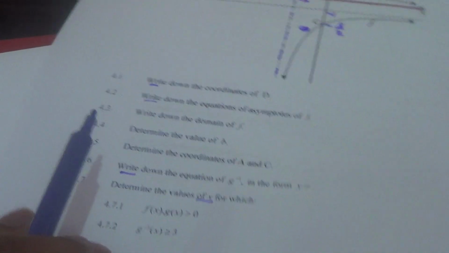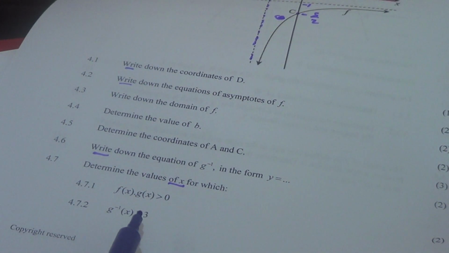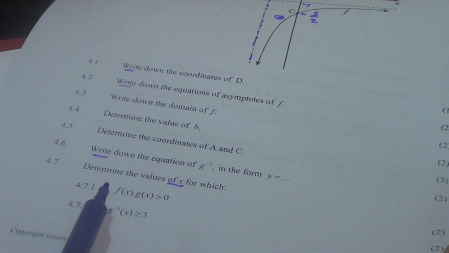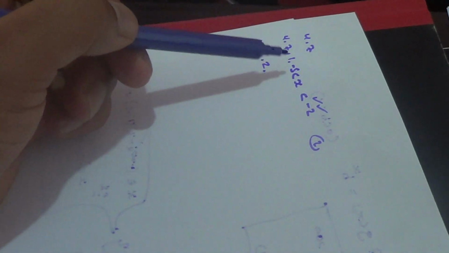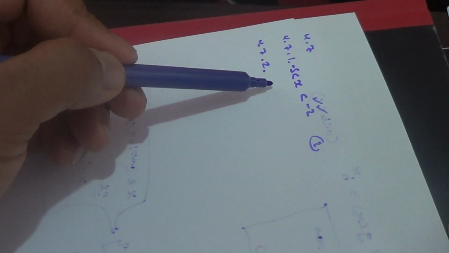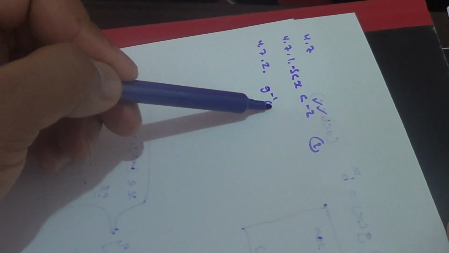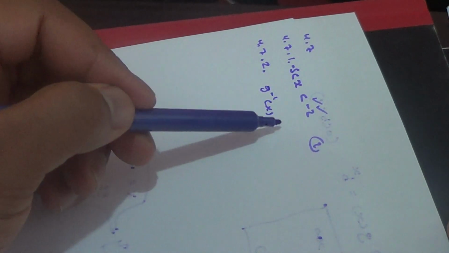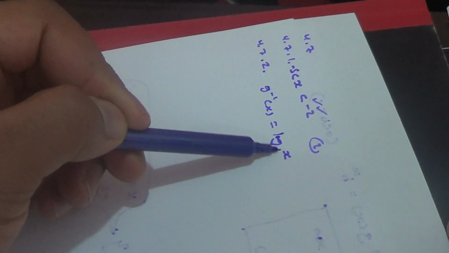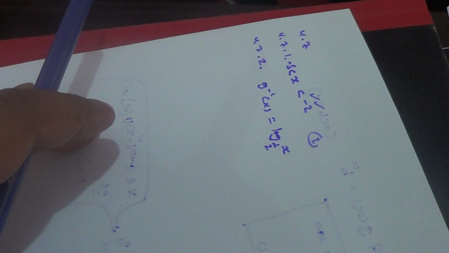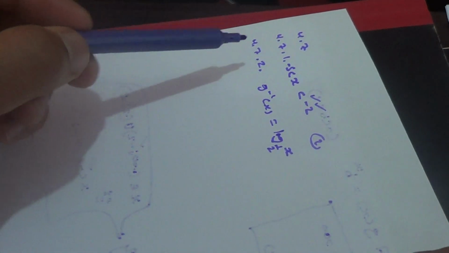4.7.2, what do we have here? When will the inverse of g of x be greater than or equal to 3? So this one is simple. You don't even need to imagine what the graph looks like. We know that the inverse of g of x is given by what? By log of x to the base half, isn't it? That's what we found out.